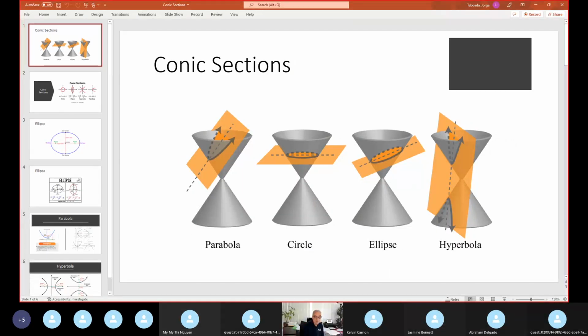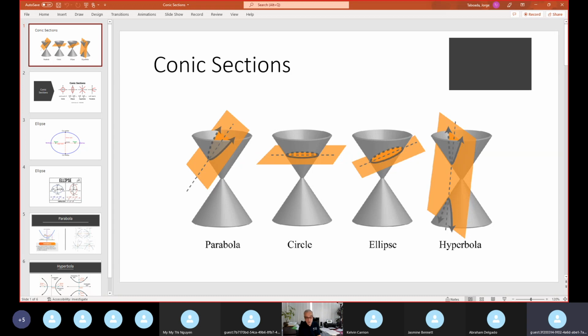You need to know in detail the conic sections. Well, the definition of the conic section: a conic section is a curve, so it's a one-dimensional object, and it's formed by the intersection of a double cone and one plane.